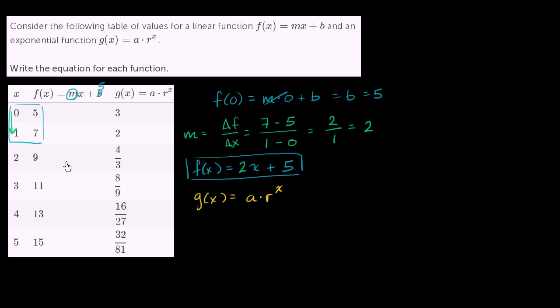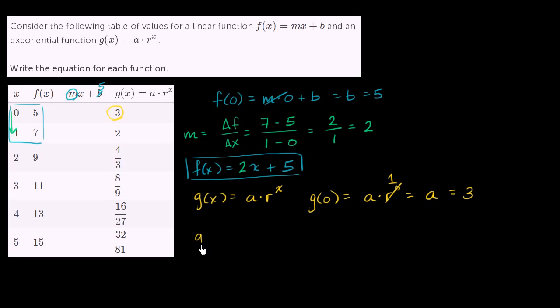If we know what g of 0 is, that's a pretty useful thing, because r to the 0th power, regardless of what r is, where we could assume that r is not equal to 0, people can debate what 0 to the 0 power is. But if r is any non-zero number, you raise that to the 0 power, you get 1. And so that essentially gives us a. So g of 0 is a times r to the 0 power, which is just going to be equal to a times 1, or a. And they tell us that g of 0 is equal to 3. So we know that a is equal to 3.